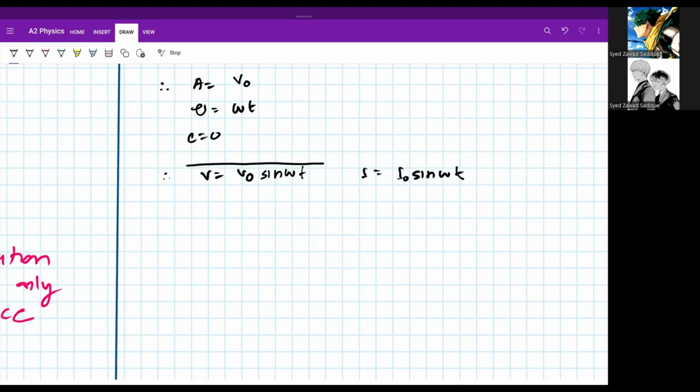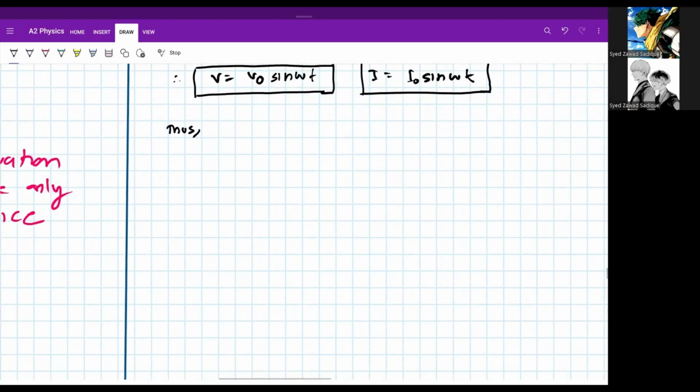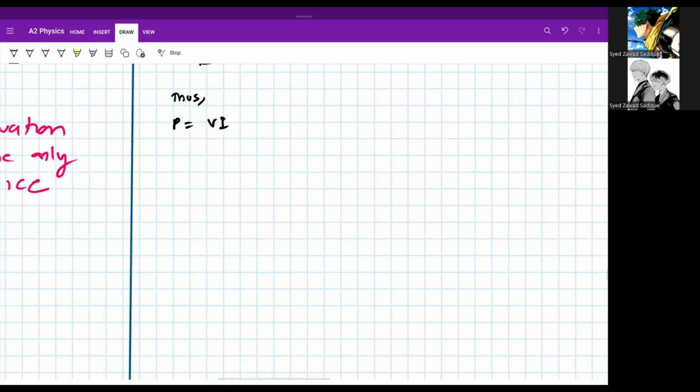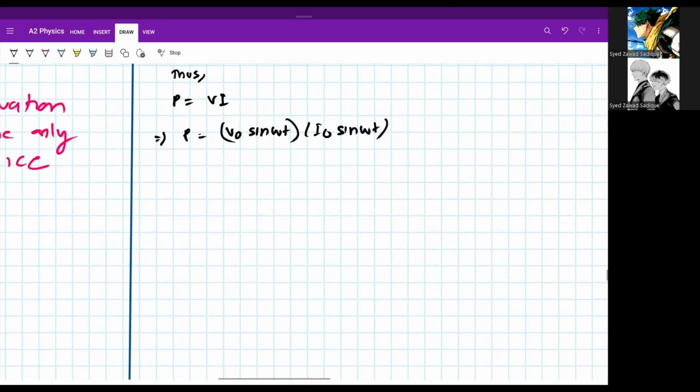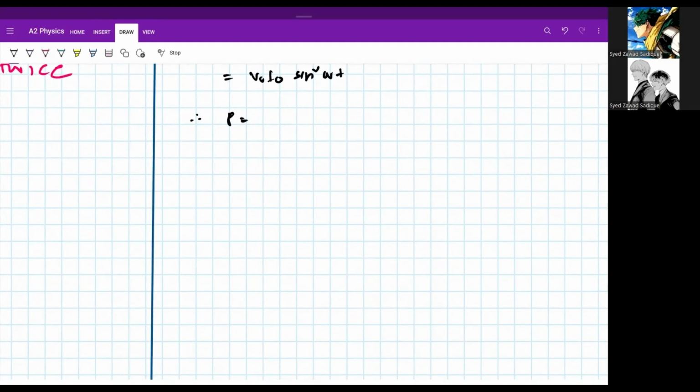By the way, guys, if the situation commands, it can also be V is equal to V naught cos omega t and I is equal to I naught cos omega t. Depends on your question. But this is the general formula. Okay, right. Therefore, we can say power is equal to voltage into current. So P is equal to V naught sin omega t times I naught sin omega t. Therefore, V naught I naught sin square omega t. Therefore, the general formula for power is P is equal to P naught sin square omega t, as V naught I naught is equal to power.